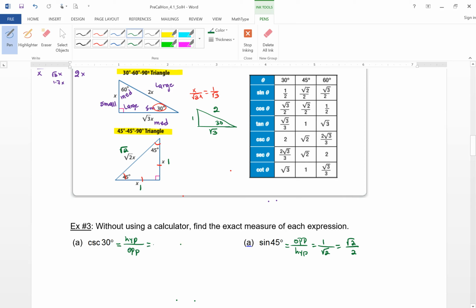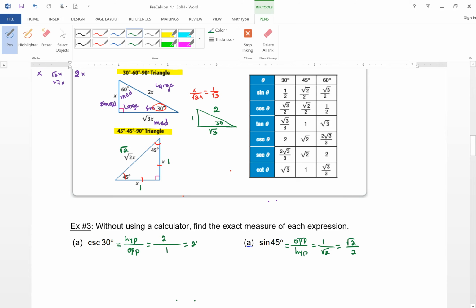Opposite. Opposite. Now, in a 30, 60, 90 triangle, the hypotenuse is always how big? 2. And this is the 30 degree angle. The 30 degree is the small angle, which means it faces the small side. The small side is always just 1. So it's 2. Okay?